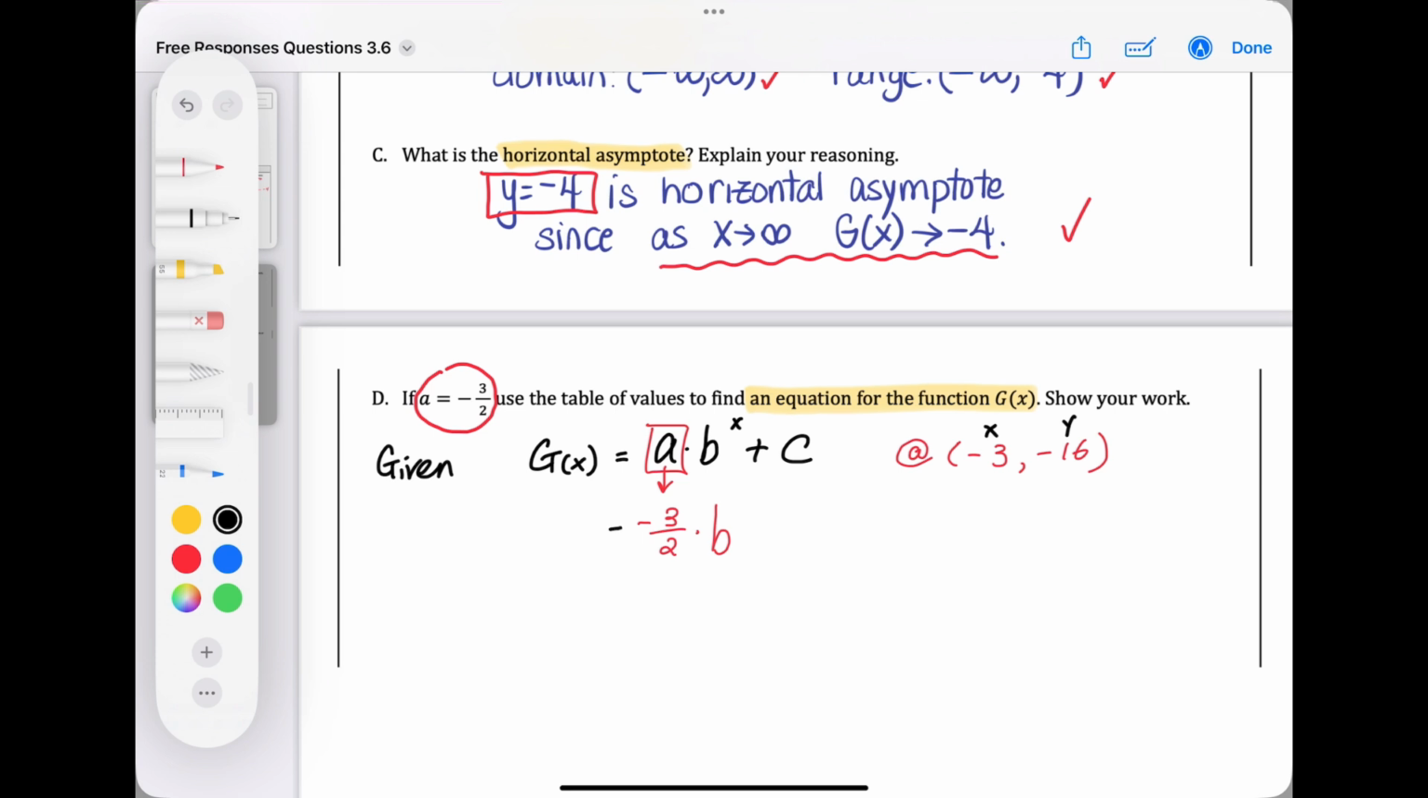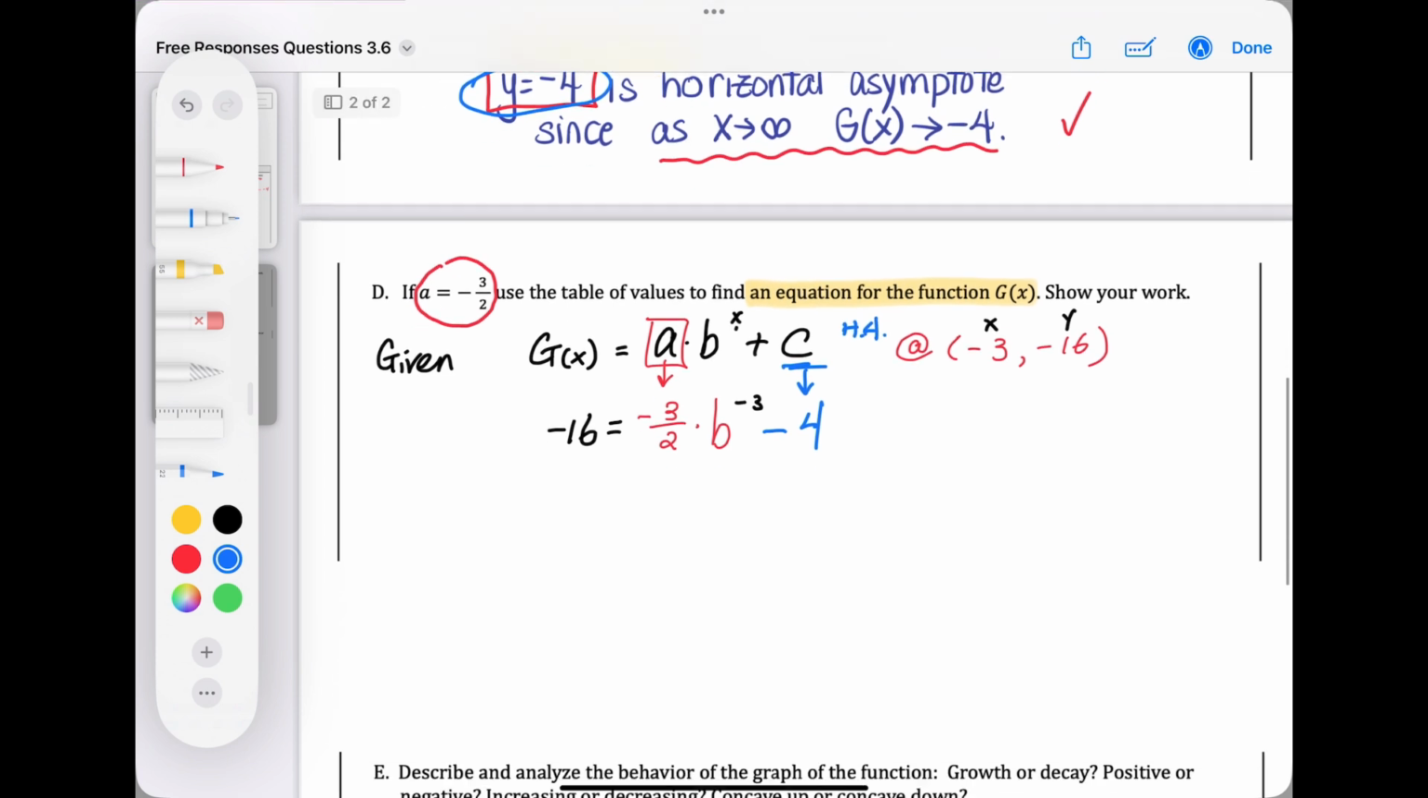So that tells me that -16 is equal to -3/2 times b to the, what is my x value? -3, and plus c. Now you may say, oh, I recognize something even better. You know the c value is my horizontal asymptote. Yes, indeed. And what do we know about that? Horizontal asymptote is equal to -4. So knowing this, I can simply write -4 here for my c value, horizontal asymptote.